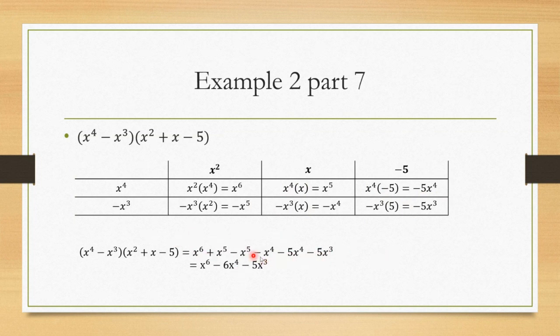There is some cancellation, right? Because we have like terms. x to the 5 and minus x to the 5, they cancel. Minus x to the 4 and minus 5x to the 4 becomes minus 6x to the 4. And that's it, right? The remaining terms are not like terms, so you can't combine them. Okay, that was fun. That's good.